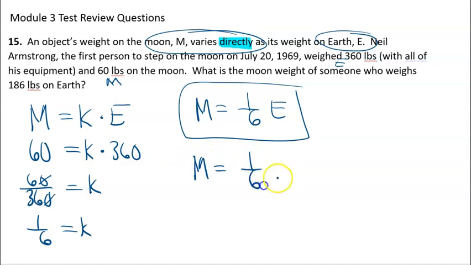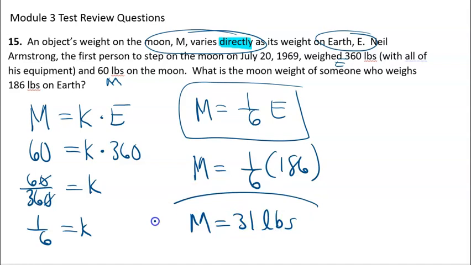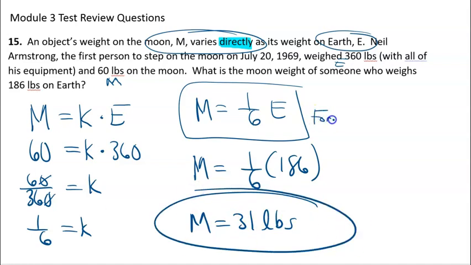So 1/6 times the Earth weight is 186 pounds. And just do 186 divided by 6, because that's what that is right there. And I get 31. So the moon weight would be 31 pounds. And that is the final answer of this problem. This is just the formula. Down here, final result. See, not bad.